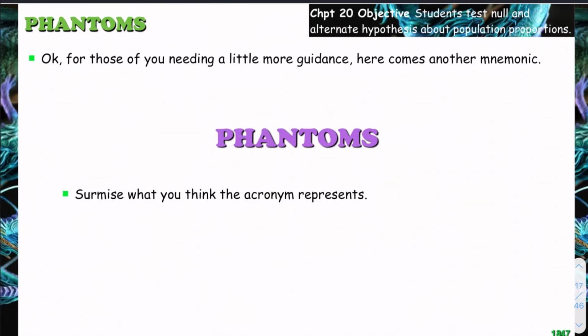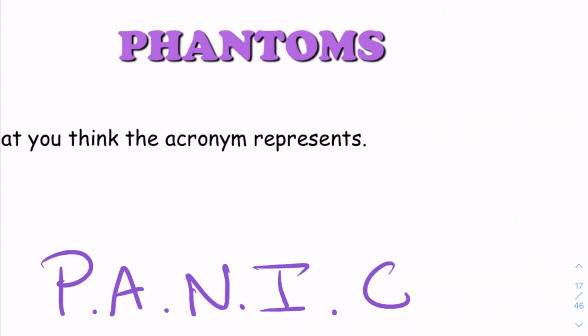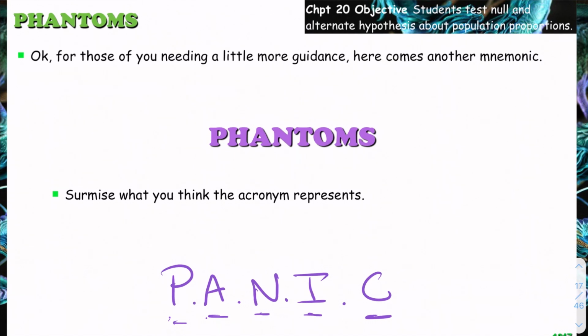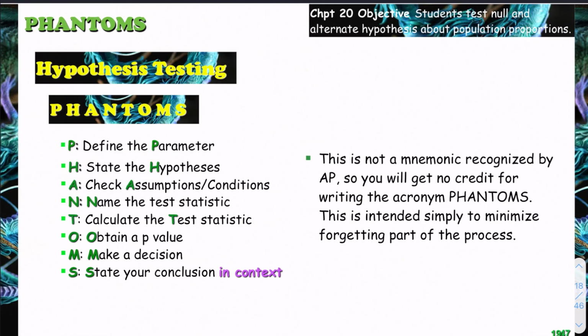Okay, so I've kind of walked you through the theoretical lens for making a hypothesis test. For those needing a little more guidance and mnemonics, here is another mnemonic. Remember what I said before about confidence intervals was PANIC. PANIC was parameter, assumptions and conditions, name the test, find the interval, and then we have our conclusion. Now I'm going to say we have PHANTOMS. Surmise what you think the acronym represents. Maybe you can already figure out what PHANTOMS means, but I will spell it out. And then in our next video, we are just going to do some examples.